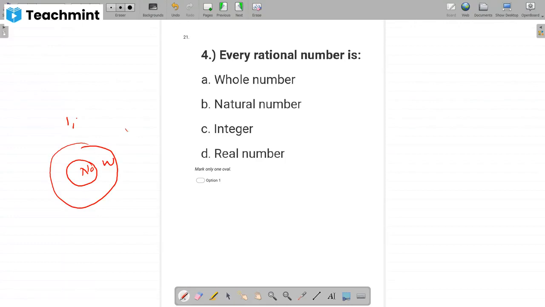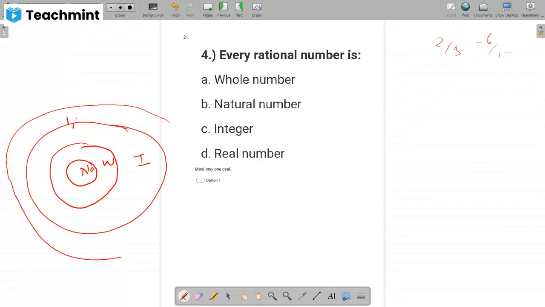Now we have 0 and the positive numbers. If we add the negative numbers to this combination, then we'll get a set of integers. So in the set of integers we have 0, all the positive numbers, and all the negative numbers. But what about those numbers which are in this form, 2 by 3, minus 6 by 7? If we add these types of numbers also, then we'll get a set of rational numbers.